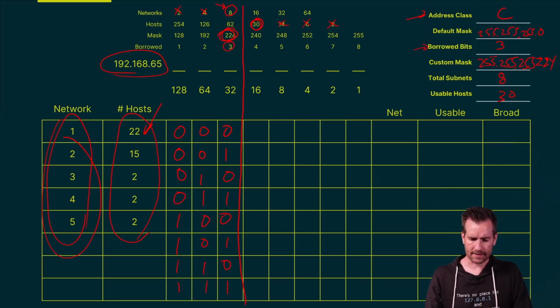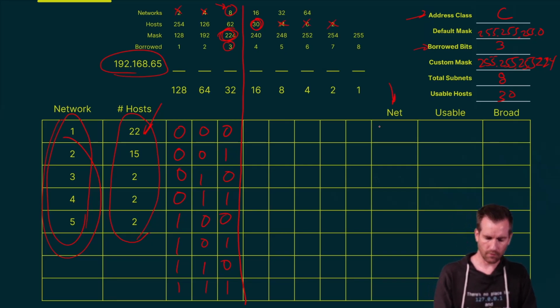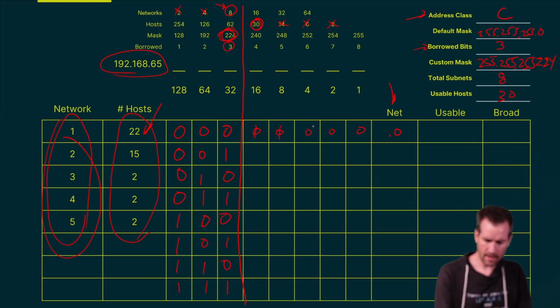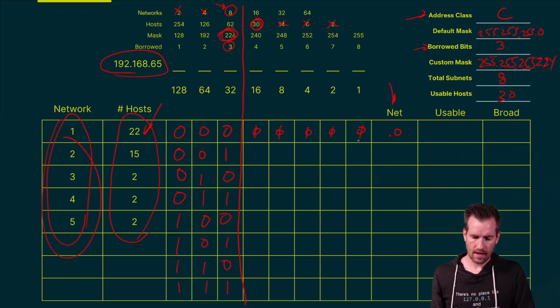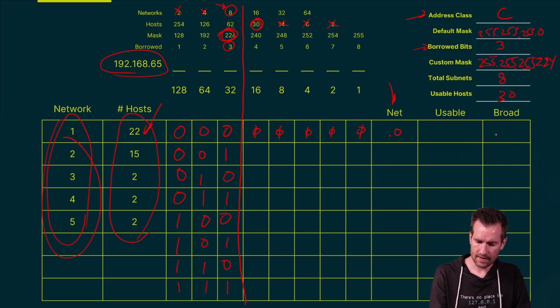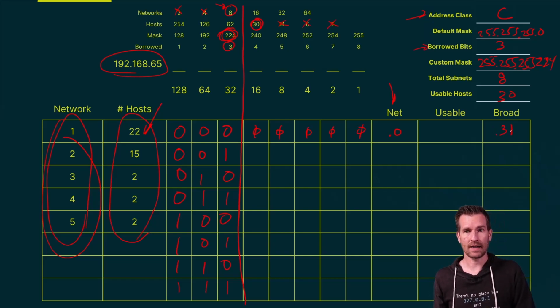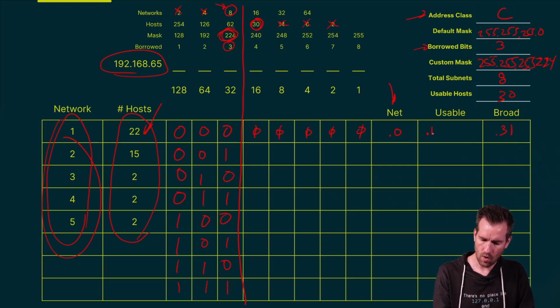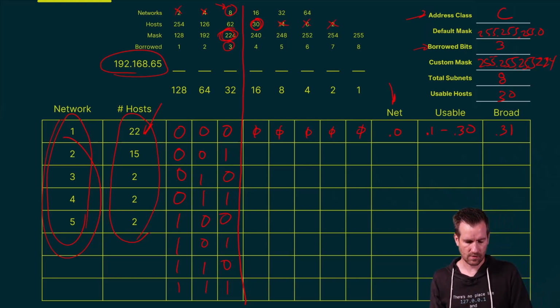All right, next, what is the network address? Well, for this first one, we would include all zeros in here to find the network address, which would be just .0. The next one after this would be all ones. And so, this would be the broadcast. So with all ones, that would be .31 is the broadcast there. So the usable range for this is .1 through .30. So that's the usable address range right there.